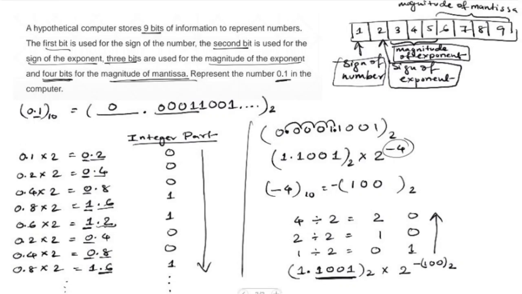So now let me rewrite this here. We have our number 0.1 in base 10, and in floating point representation it is represented as 1.1001 base 2 times 2 to the power minus 100, in base 2. So this is the floating point representation of the number, and now we can easily write how it is represented in the computer. So let's draw our table again.